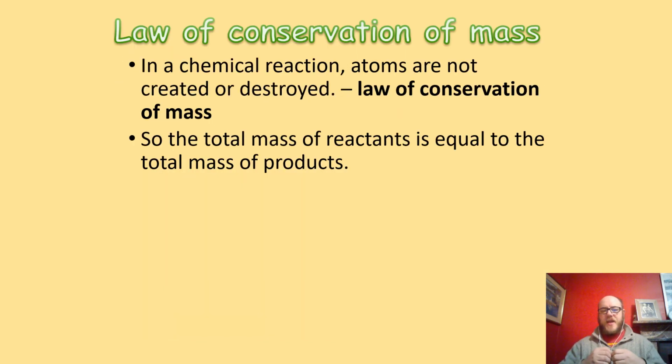The sign of a chemical reaction is that a new substance is formed. But note that we are not creating anything. In a chemical reaction, nothing is created nor destroyed. That's not possible. So the atoms and the elements that you start with must be the same as the atoms and elements that you end up with. The law of conservation of mass says everything you start with must be present when you've finished. The total mass of the reactants must be equal to the total mass of the products.